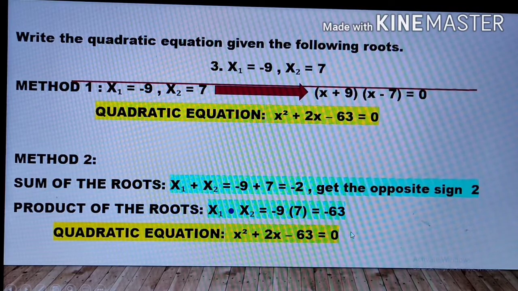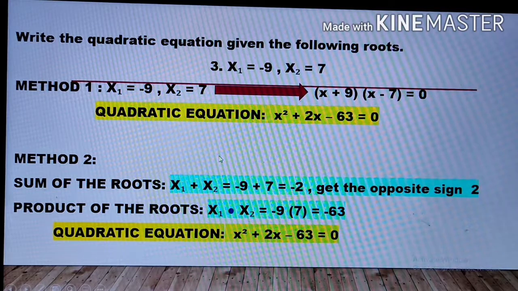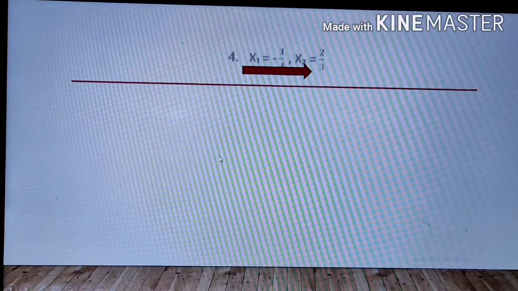So, kayo lang bahala kung ano ang i-follow nyo, yung method 1 ba or ang method 2. Okay, last example.